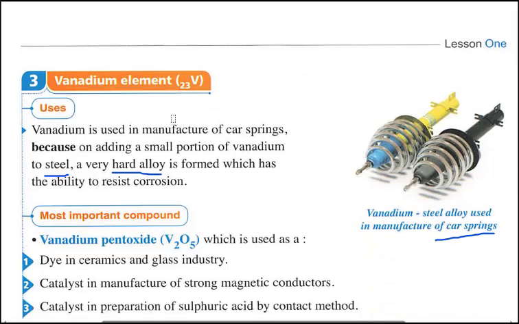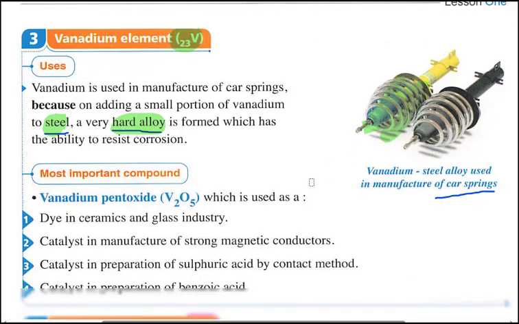Here vanadium, V23, is used in car springs and engine car hoods. It is a very hard alloy when it is mixed with steel, so ferro vanadium is a very hard alloy. It is used in car springs and engine car hoods.